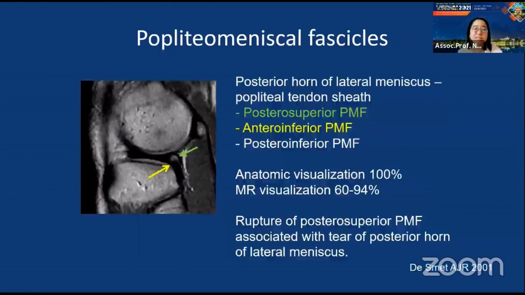Let's move forward to the popliteomeniscal fascicle. It's running from the posterior horn of the lateral meniscus to the popliteus tendon sheath. You will usually be able to identify the posterior superior and anterior inferior band, and sometimes you may be able to identify the posterior inferior band. It will be found on anatomical dissection, but on MRI roughly 60 to 90% will be identified. A rupture of the posterior superior band is usually associated with a posterior horn lateral meniscal tear. So whenever you find a tear of the meniscus, carefully look at this structure.